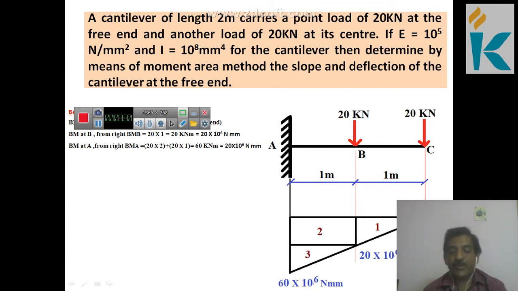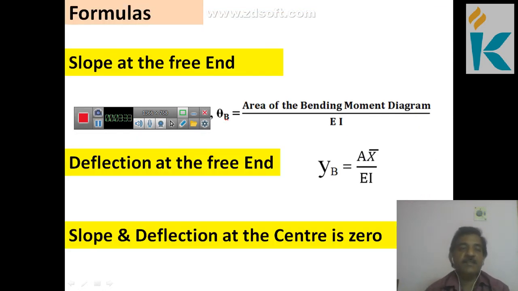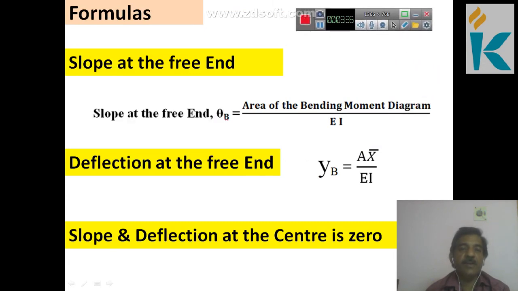Now I am going to show the formulas. In total you have 2 formulas. One is slope at the free end, that is area of the bending moment diagram divided by EI. Another one is deflection at the free end, that is YB equal to A X bar divided by EI. So YB means deflection at the free end. That is simply noted as Y.